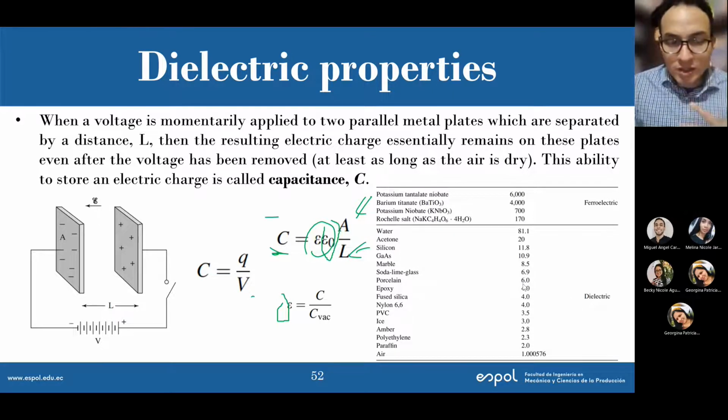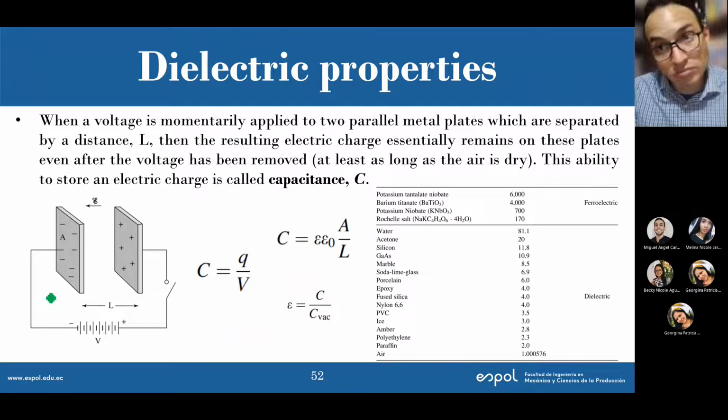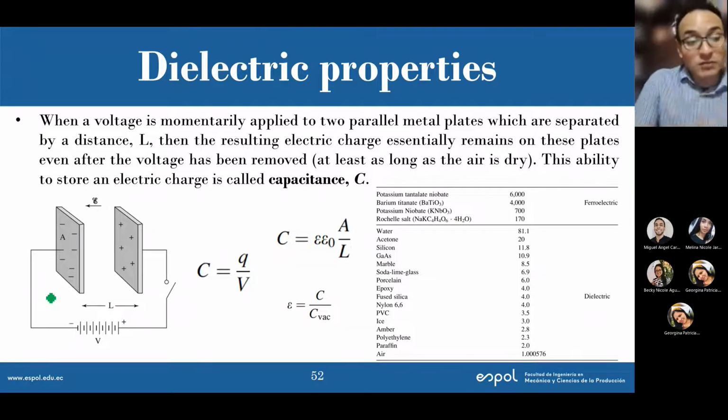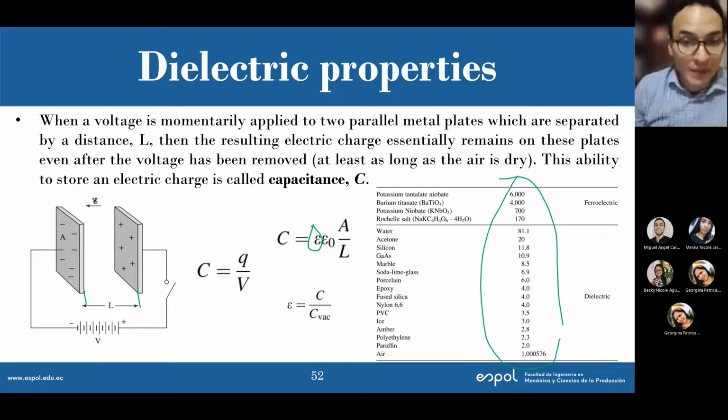Now if you look at this graph, you can see that the capacitance increases when a piece of dielectric material is inserted between them. If I insert between these conductors, between these plates, a material that has a high dielectric constant, so a high value of epsilon. By the way, these are the dielectric constants for certain materials.